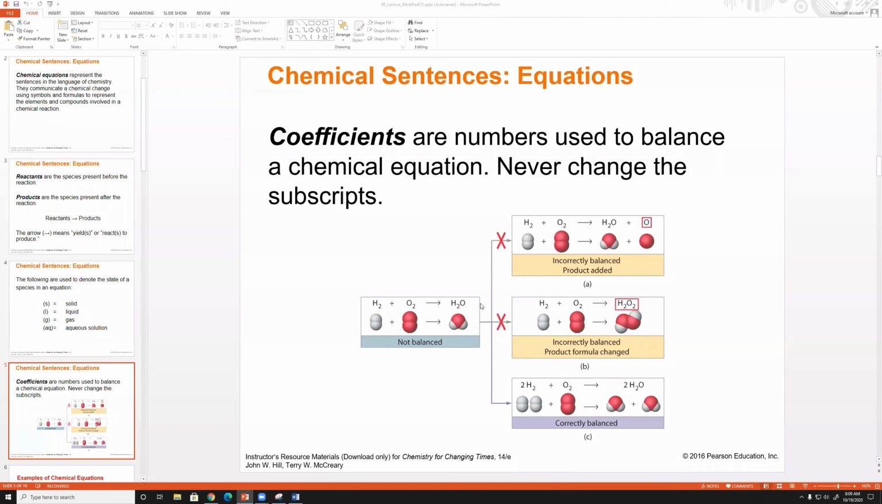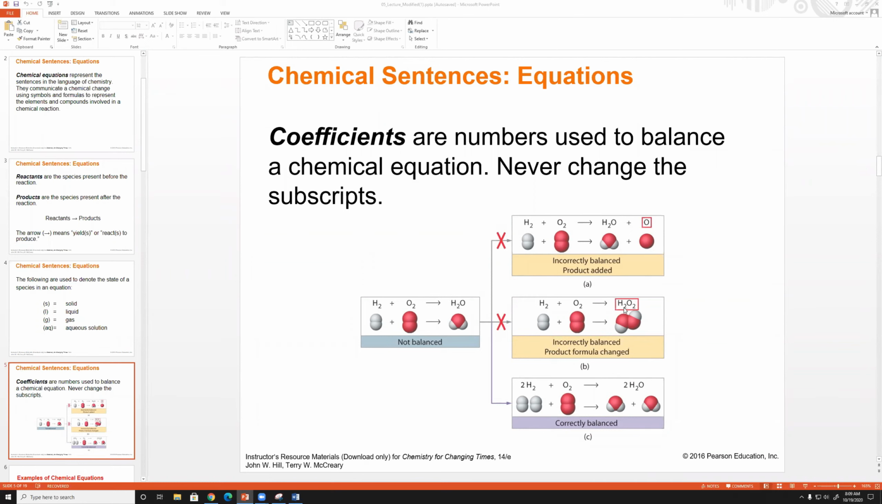mass. So what we have to do is put these coefficients in front of our molecules or compounds to account for this, to balance this out. And there are certain ways to do it. You see these 2 X's, the things you can't do: you can't change the chemical equation, meaning you can't add anything else to it. You can't subtract anything. You can't change the subscripts either.